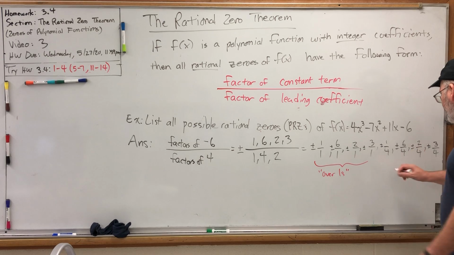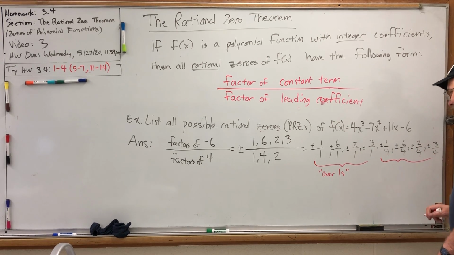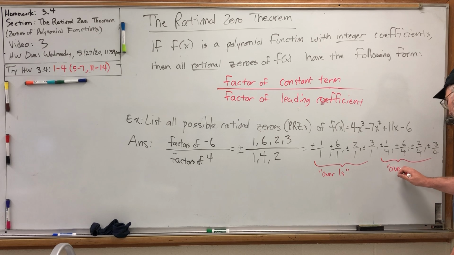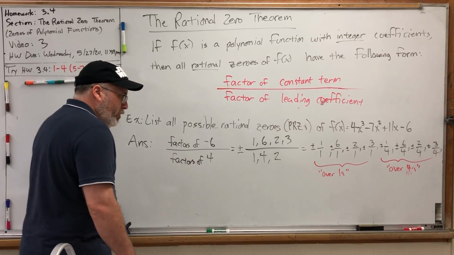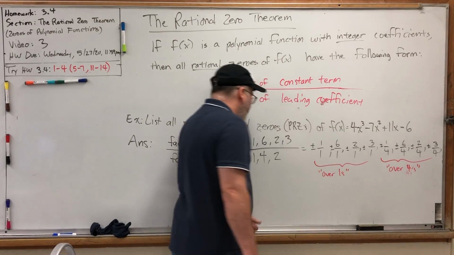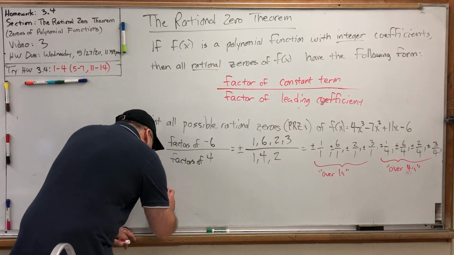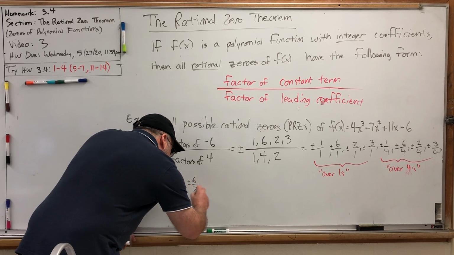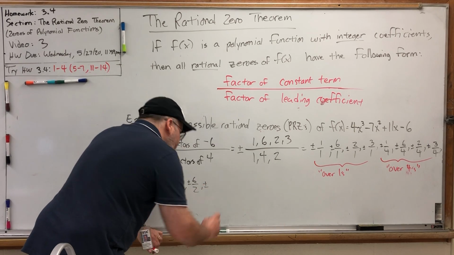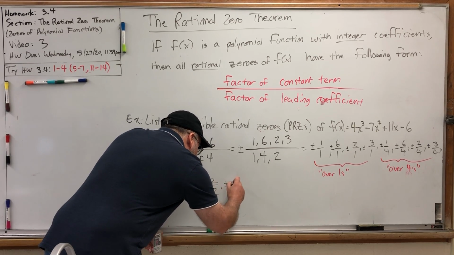But here's my over 4s, and obviously I didn't space this out well because I still have to do my over 2s. So I'm going to have to insert a line break. In order to write my over 2s, I'm going to have to go to the next line. I hate doing that, but we'll just continue down here with the over 2s. So let's make every possible fraction over 2. So plus or minus 1 over 2, plus or minus 6 over 2, plus or minus 2 over 2, and plus or minus 3 over 2.